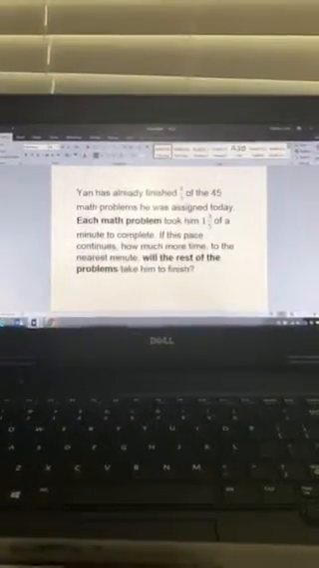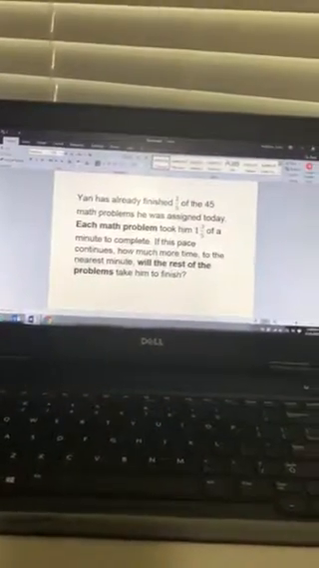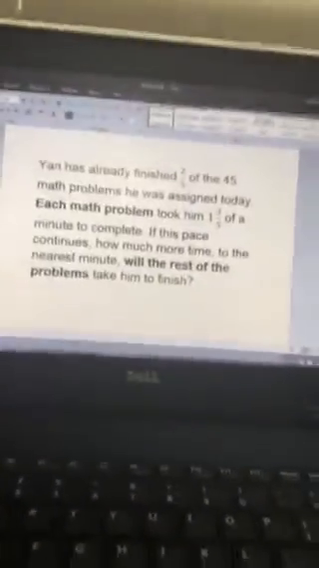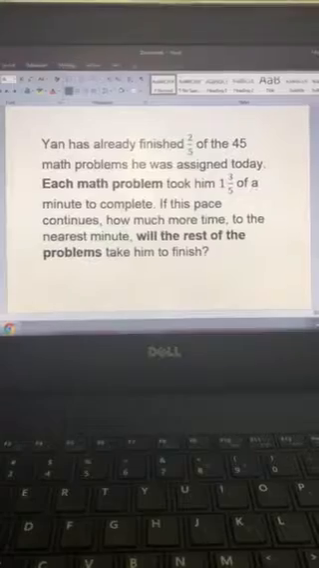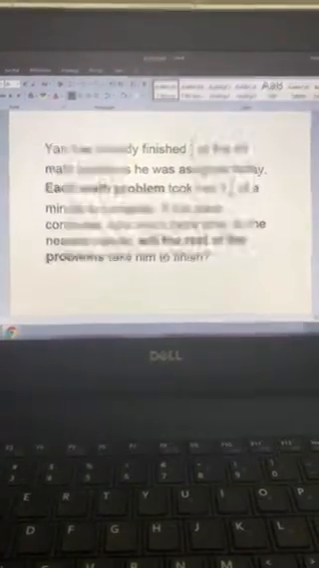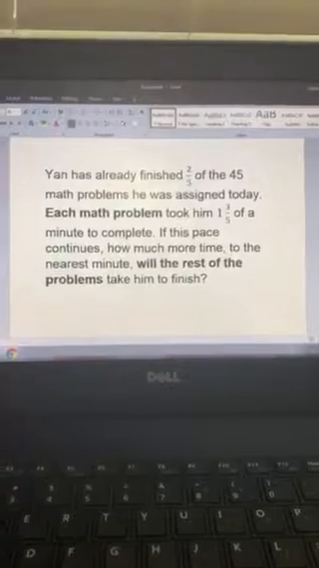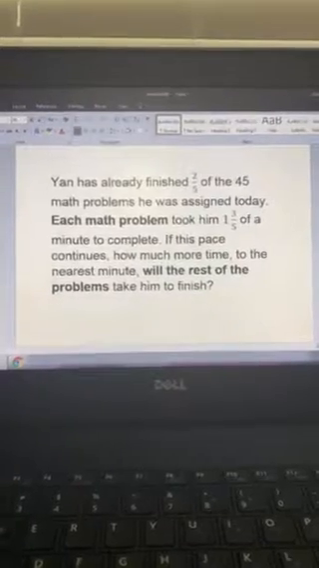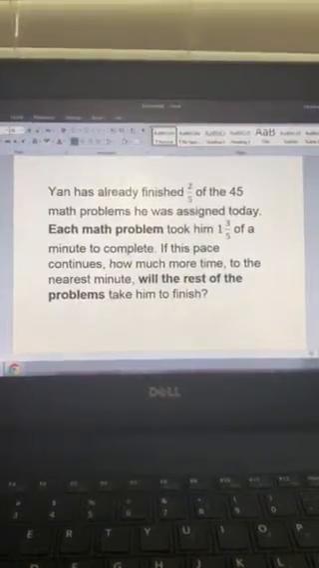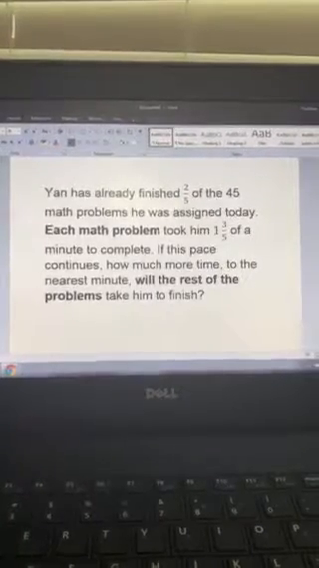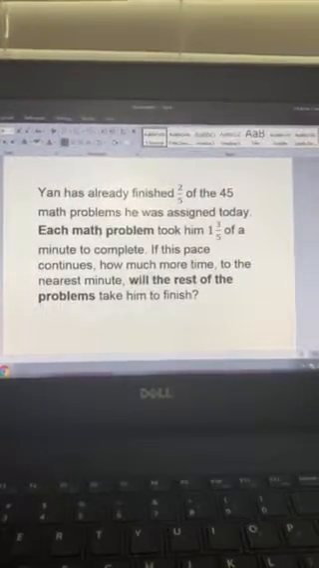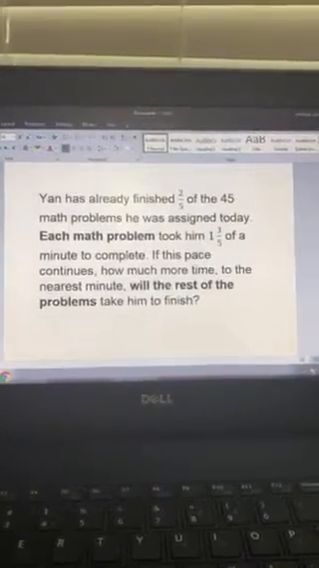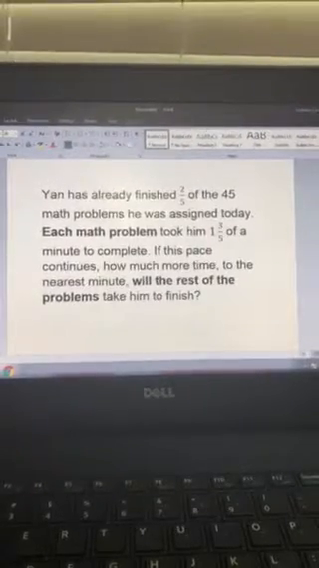This is one of the examples that has multiple steps to it. I've put some words here in bold. So if you have already finished 2/5 of the 45 math problems he was assigned today, just reading that first sentence, do you know what operation you would use to figure out how many problems you finished? What's your key word in that first sentence that tells you what operation to use? 2/5 of the 45 math problems. Of means multiply, so that would be 2/5 times 45, if I wanted to know how many problems I finished.